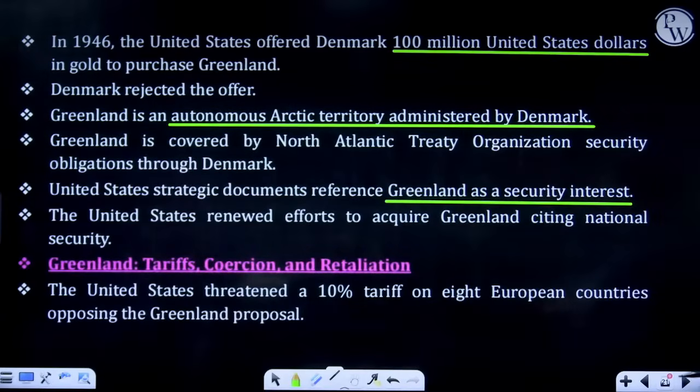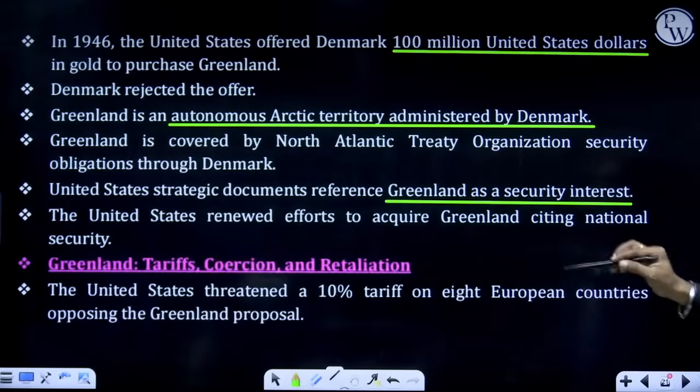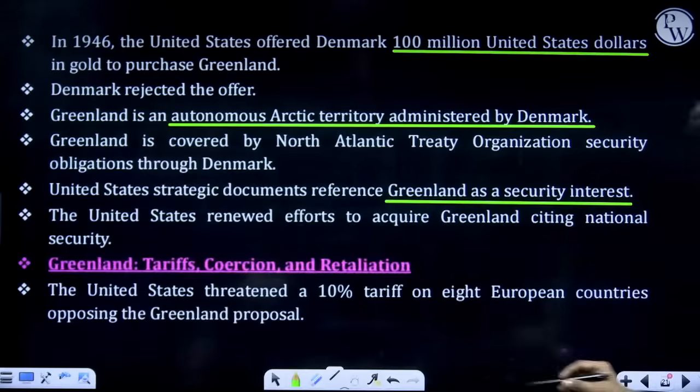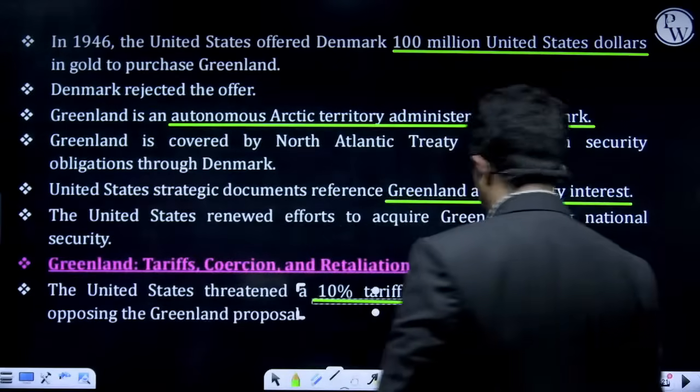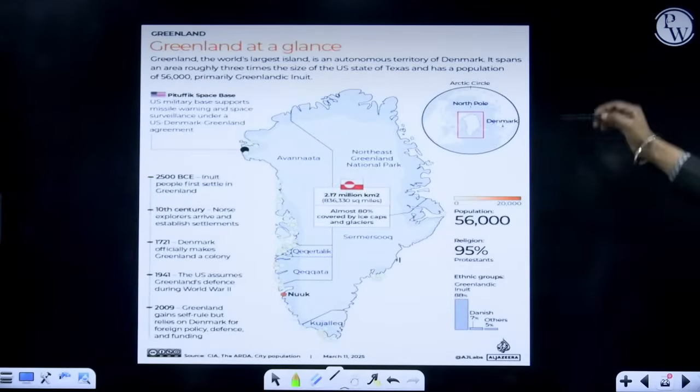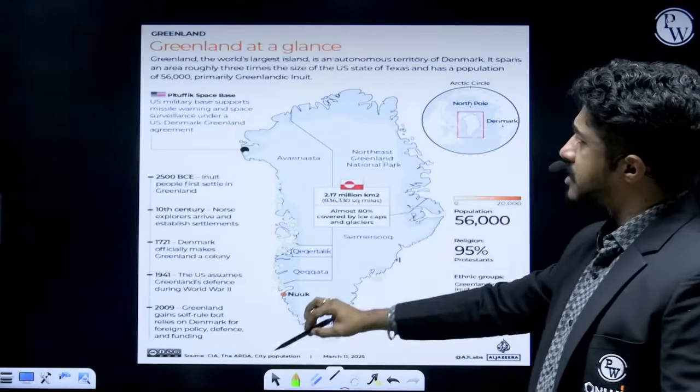Nothing is forever. Everything is temporary. Greenland, tariffs, coercion and retaliation. The US threatened a 10% tariff on 8 European countries opposing the Greenland proposal. So this is a basic brief structure.